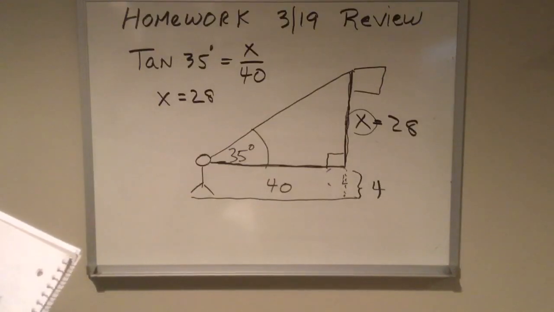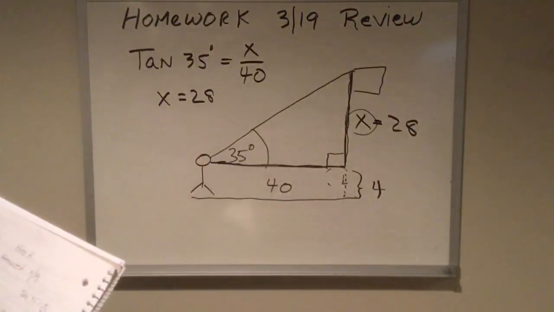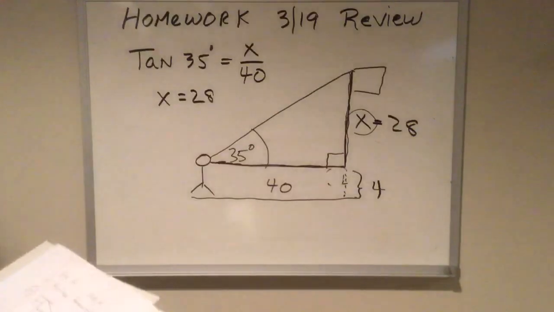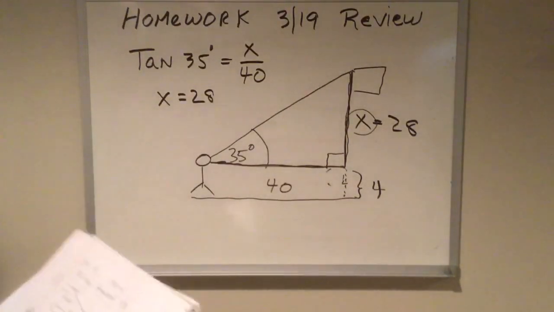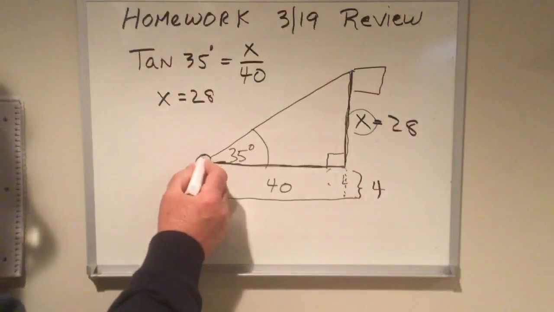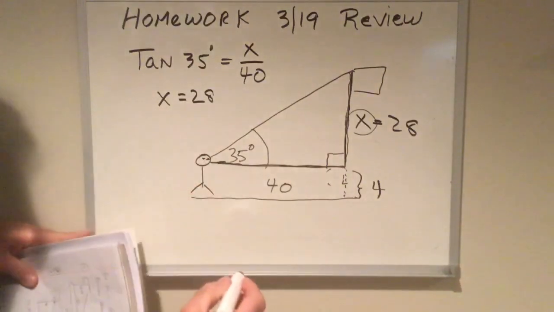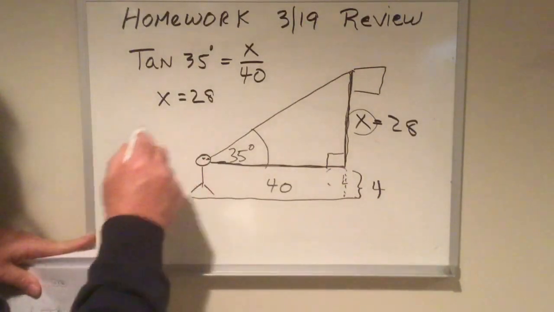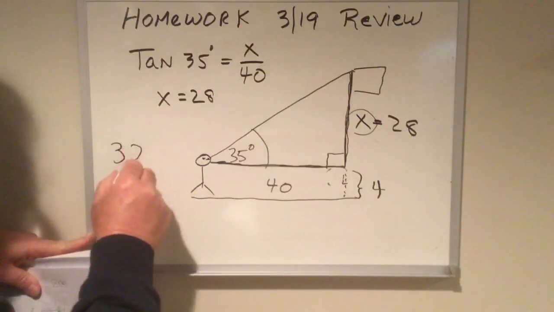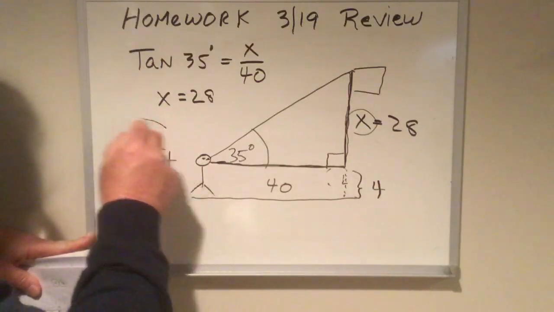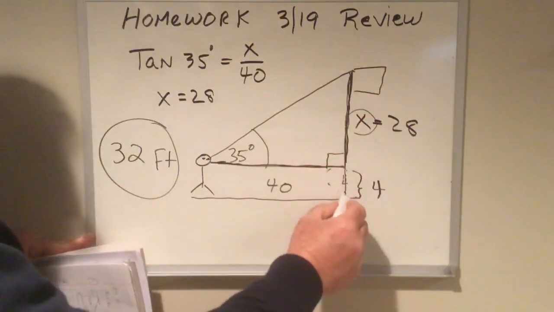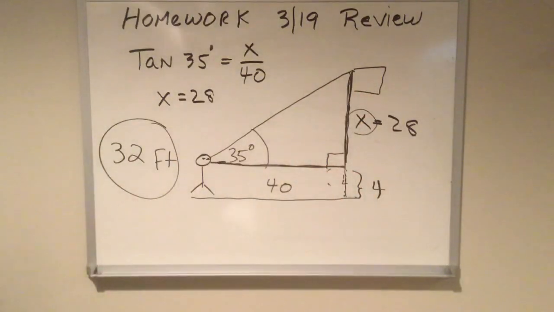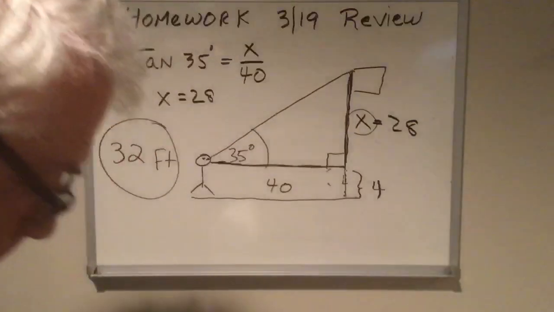What do you think? I think we can do that. Now, to answer their question, they want to know the height of the flagpole. Well, they did the eye level thing. I'm going to put the eyes right there, the eye level. So I say the height of the flagpole is 32 feet. Where did I get 32 feet from? 28 for the side, 4 more feet above the ground. So I say the height of the flagpole is 32 feet.